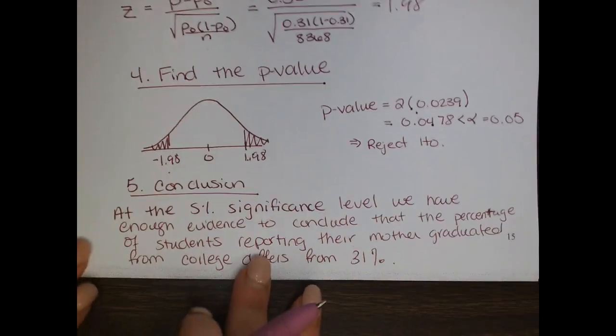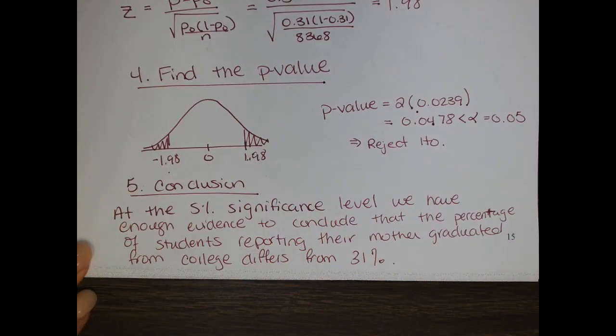So in conclusion, at the 5% significance level, we have enough evidence to conclude that the percentage of students reporting their mother graduated from college differs from 31%.